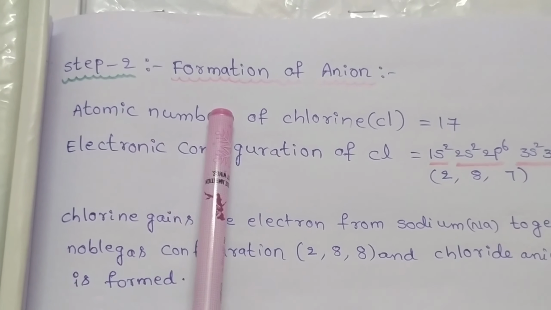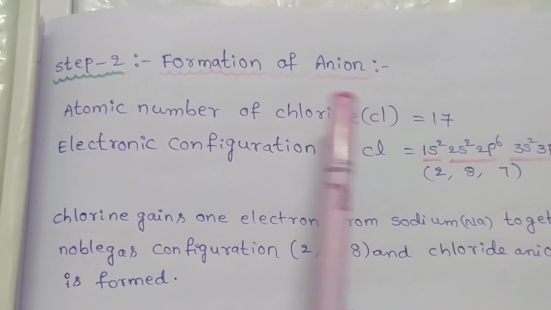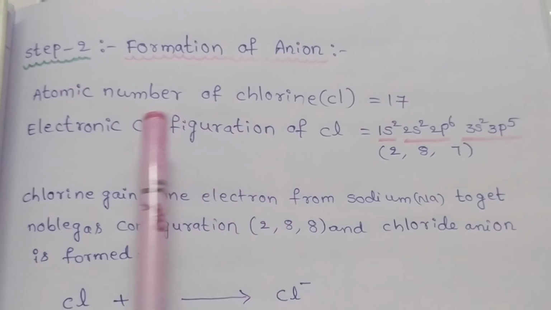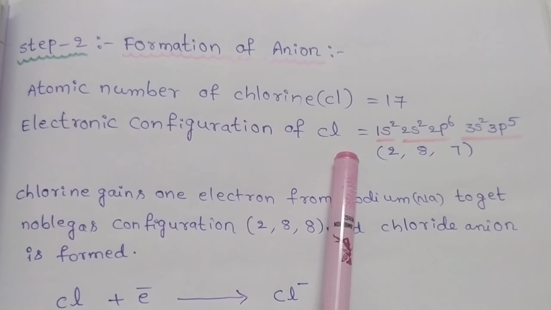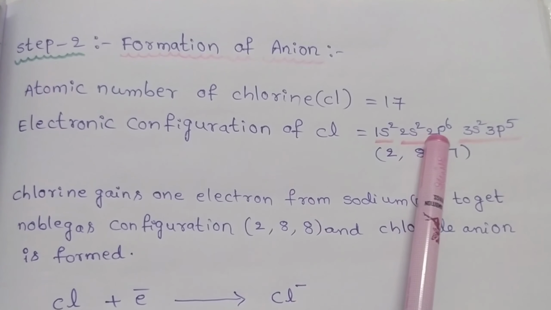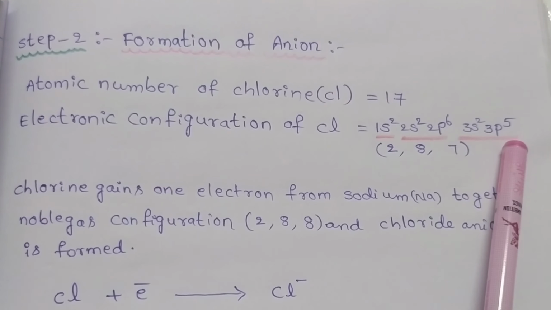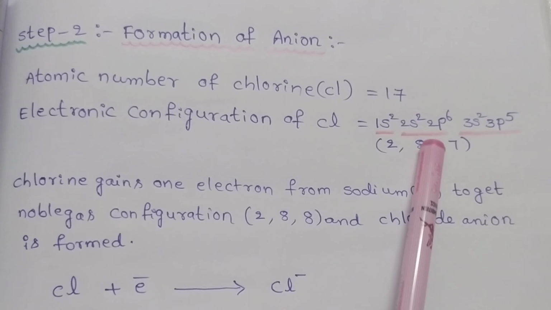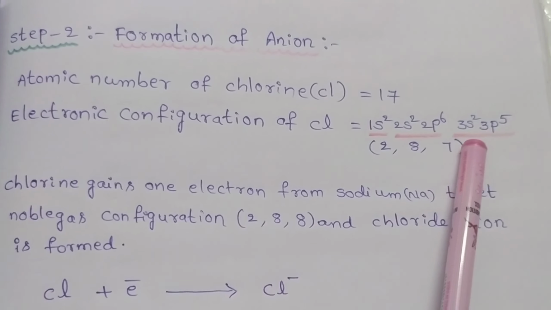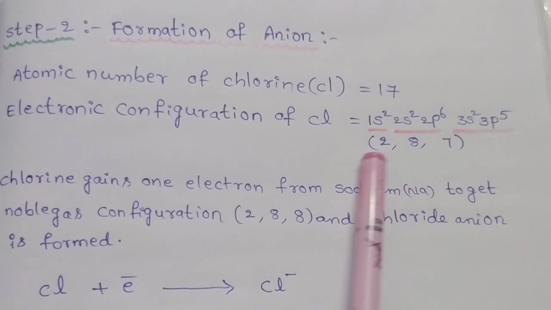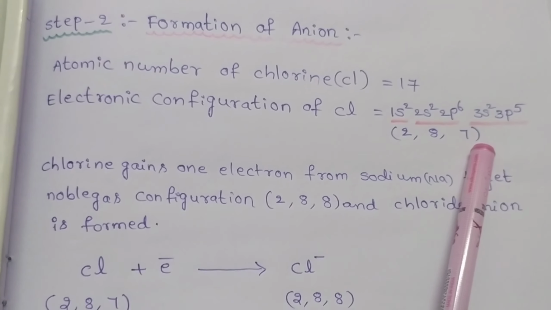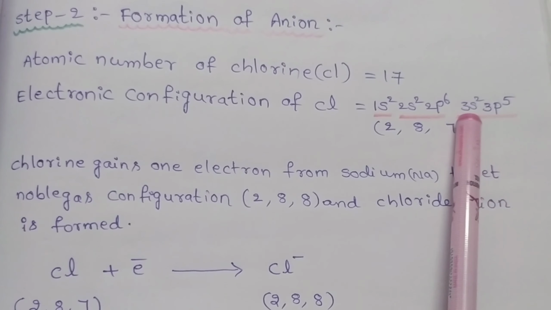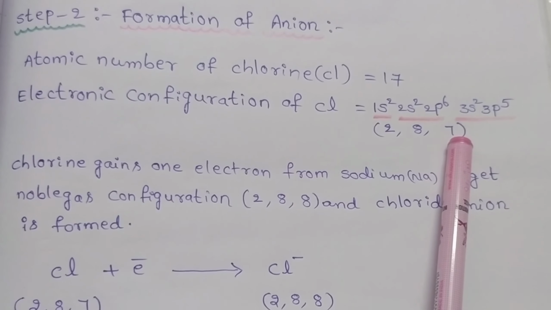Step 2 involves the formation of anion. For example, the atomic number of chlorine is 17. Electronic configuration of chlorine is 1s2, 2s2, 2p6, 3s2, 3p5. In short form, we can write it as 2, 8, 7. That means the second orbit contains 8 electrons and the third orbit contains 7 electrons. Here in chlorine, the outermost orbit, that means the third orbit, contains 7 electrons.